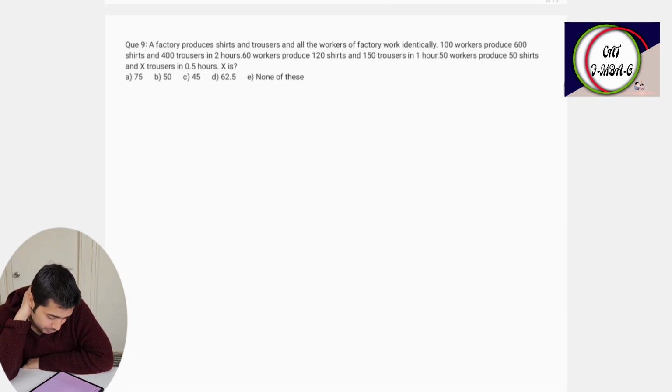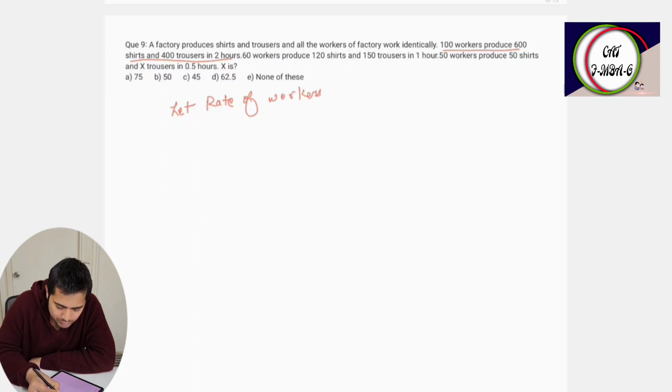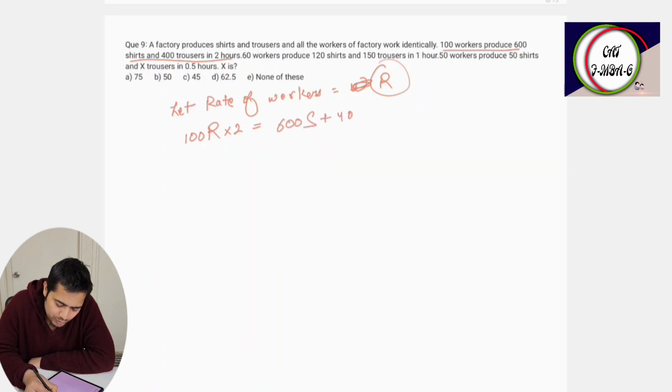A factory produces shirts and trousers, and all the workers of the factory work identically. 100 workers produce 600 shirts and 400 trousers in 2 hours. Let the rate of a worker be R. So 100 into R into 2 hours is equal to the total units, 600 shirts plus 400 trousers.